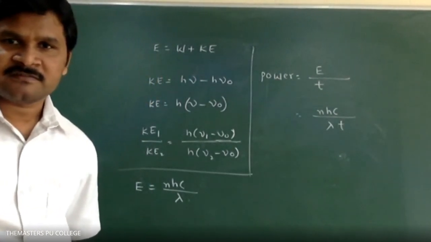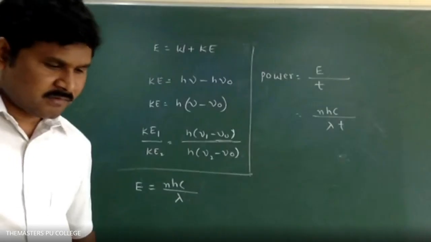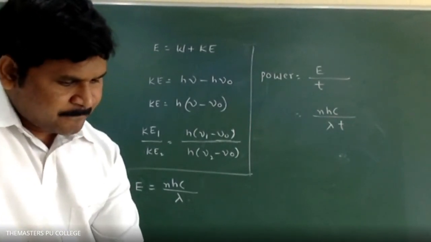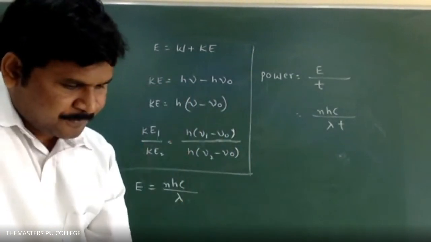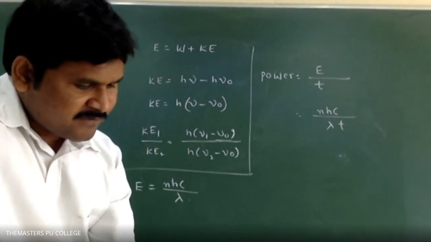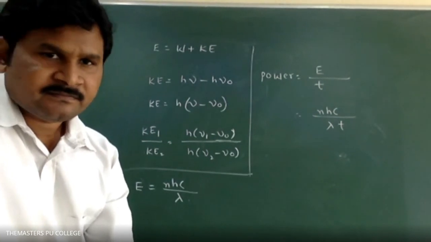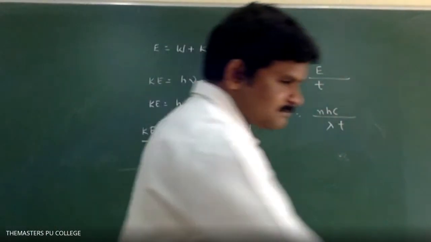Is there any doubt? No, sir. Okay. Next, question number 23. Listen carefully. A photon of wavelength 5000 angstrom is given. How to calculate energy?